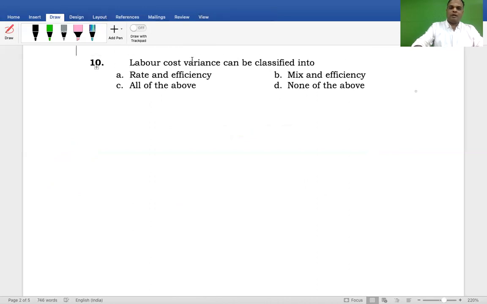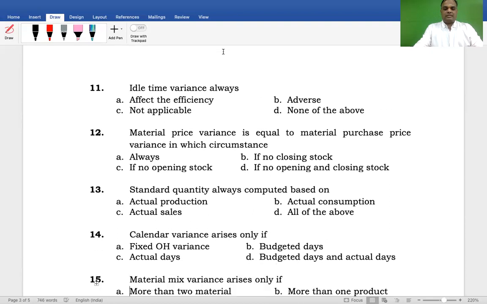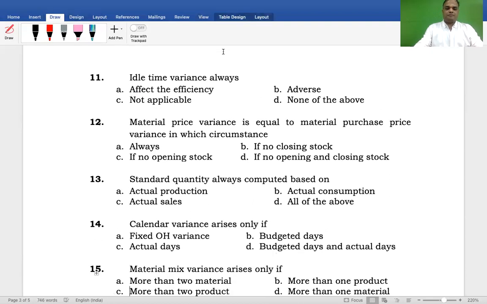Labor cost variance can be classified into what? Labor rate variance and labor efficiency. Got it? Next.